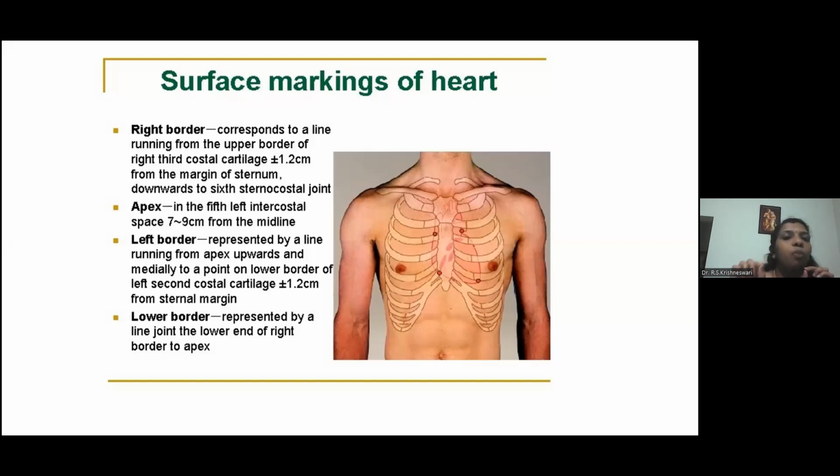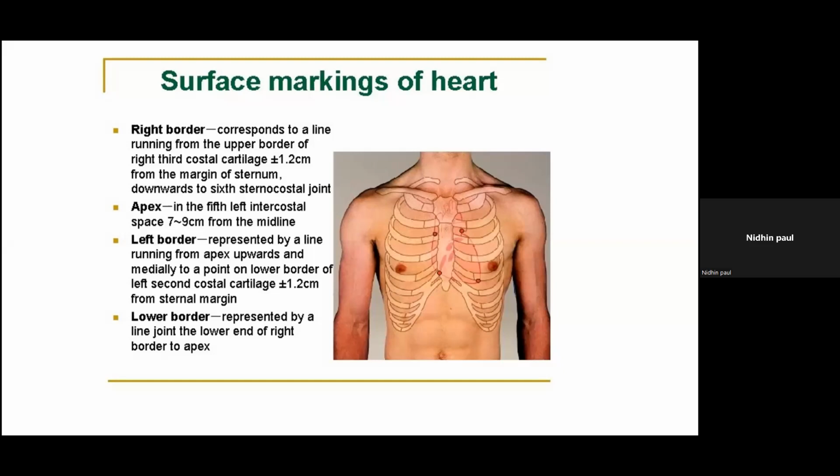That is 1.2 centimeter from the margin of the sternum. From the margin of the sternum, it is 1.2 centimeter and it is in the right third costal cartilage. So this is the first point: right side, third costal cartilage, upper border, 1.2 centimeter away from the margin of the sternum.